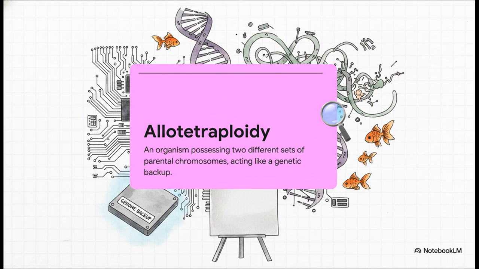Now, the best way to think of allotetraploidy is like a computer backup drive. Because of that ancient whole genome duplication, the goldfish possesses two entirely different sets of parental chromosomes. So one set of genes keeps the fish alive and handles all those essential physiological functions, while the other set is essentially free to just mutate wildly without killing the animal. It literally provided the ultimate biological blank canvas.